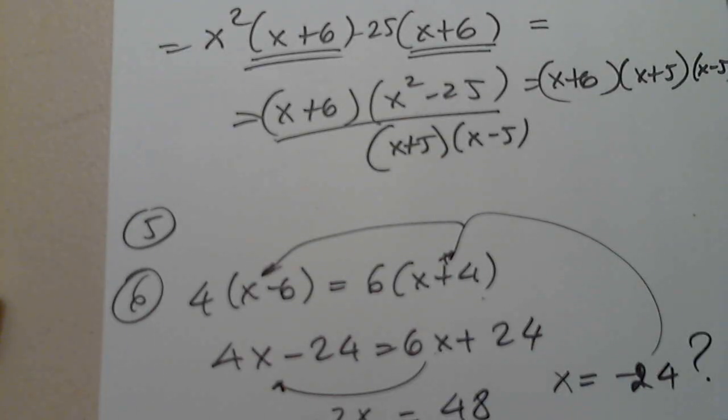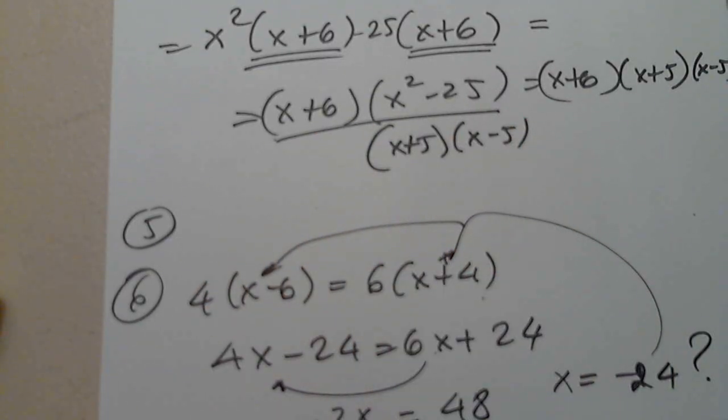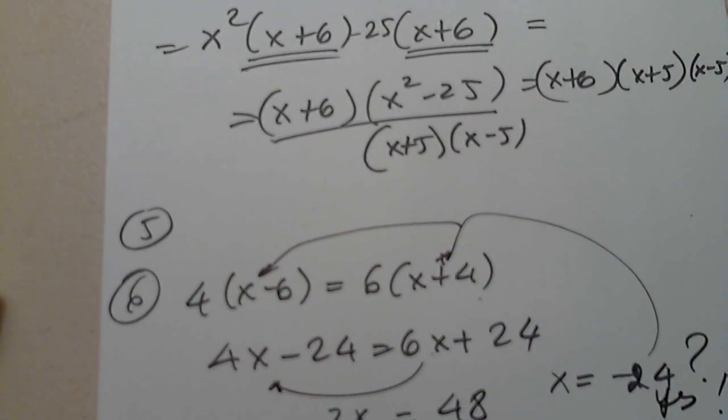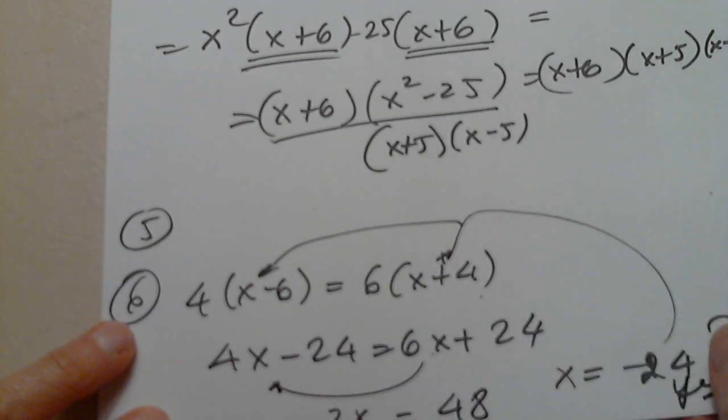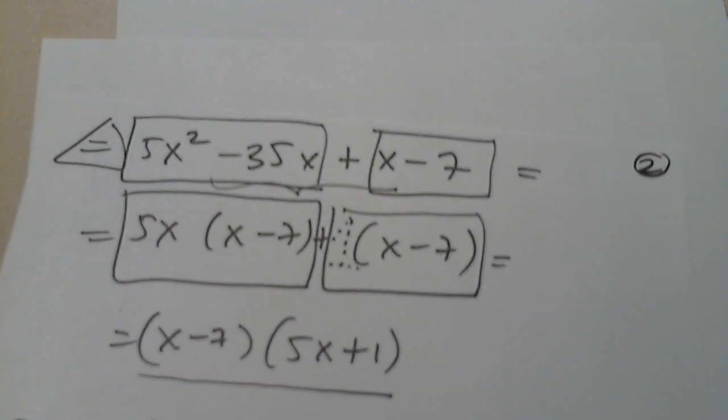But it is. When x is negative 24, the left-hand side equals the right-hand side, so this must be the solution. I don't need anybody to tell me whether it's correct or not. I checked myself. Now I will enter negative 24.